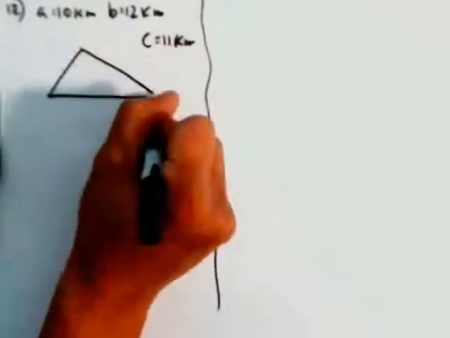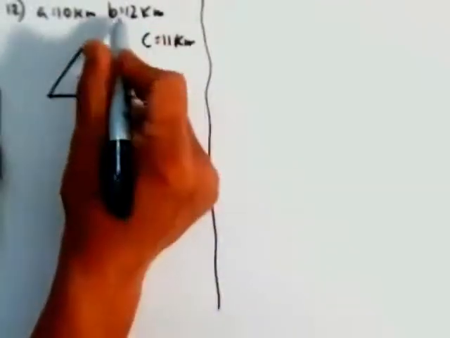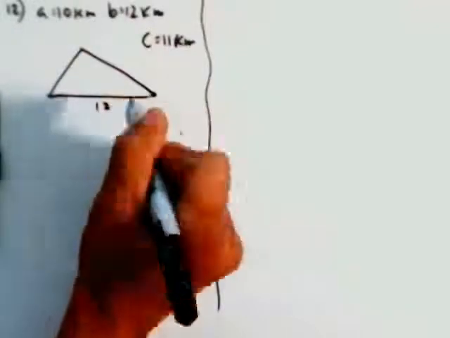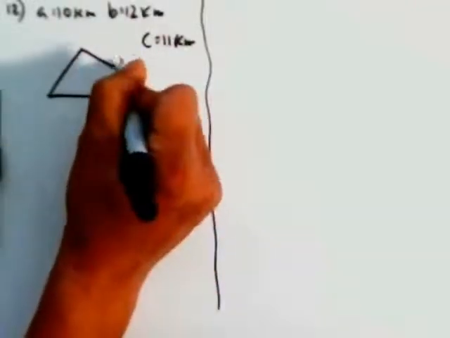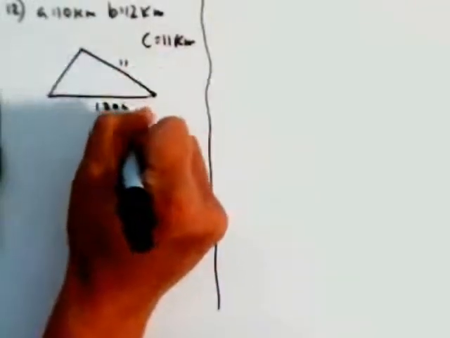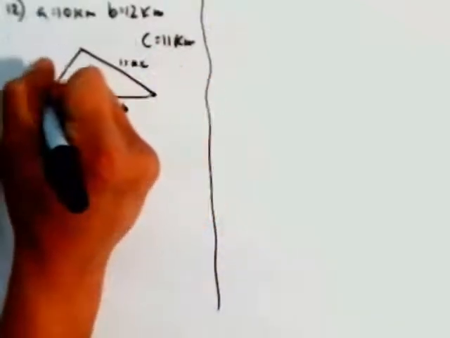I'm just going to draw it out first, and I'm going to try to draw it out to scale. That's the biggest one, that's 12. The next biggest one is 11. That's equal to B, that's equal to C, this must equal A.